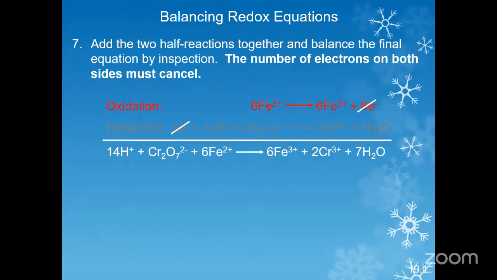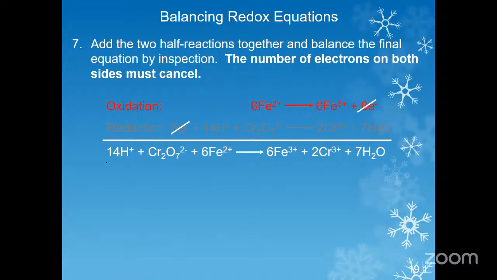Now, what I strongly suggest, and I suggest this to all my students when they're doing this type of problem, is that you check to make sure that the final equation is balanced. So you check to make sure that all the atoms are equal on both sides for each element, and you check to make sure also that the charges are equal as well. Total charges on the left must be equal to the total charges on the right. So let's check that to make sure.